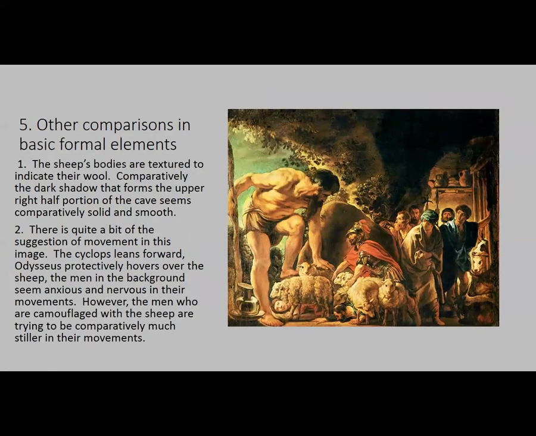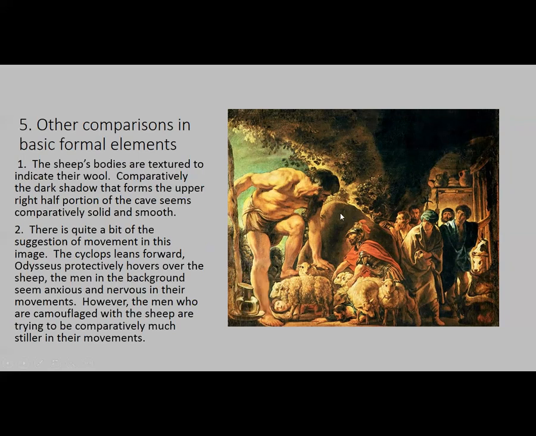And then finally, this is where you can compare other basic formal elements. So I'm going to do texture and solids. The sheep's bodies are really textured to indicate their wool. And then when we go to this underside of the cave right here, even though we know this is made out of rocks, we can't see that. So comparatively, it's pretty solid. It's a pretty solid, dark, blackish brown. So comparatively, the sheep's bodies have a lot more texture than this underside of the cave, which appears to be smooth.